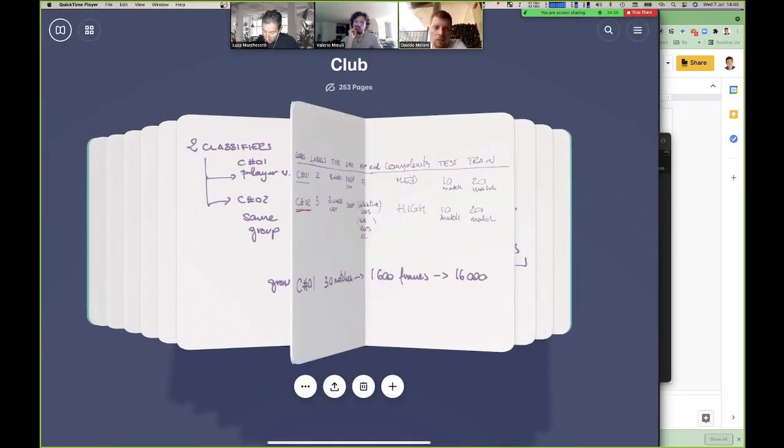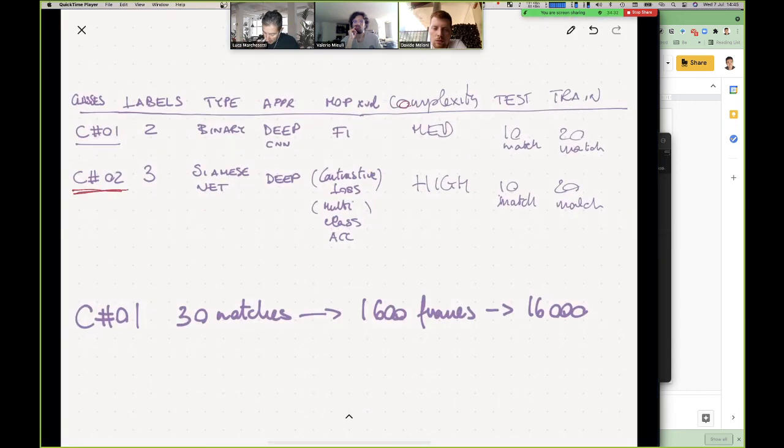We said how many people per frame? On average, 10. So 16,000 frames. Sorry, it's 16,000 bounding boxes. Yeah, people. I think this could make sense. What do you guys think?